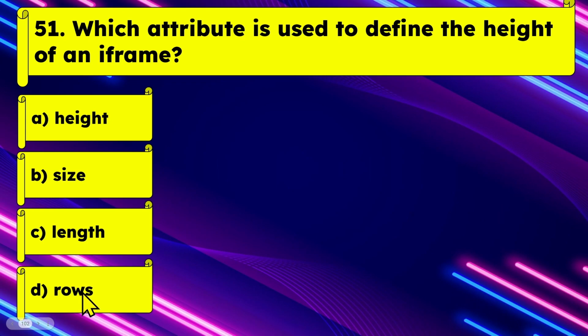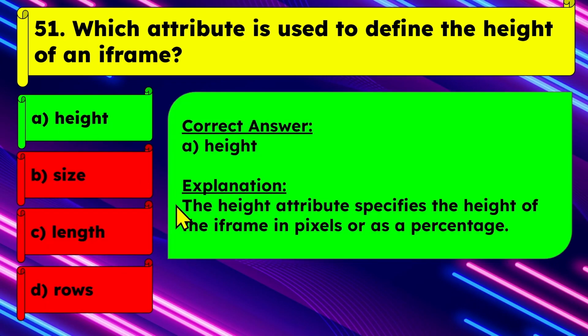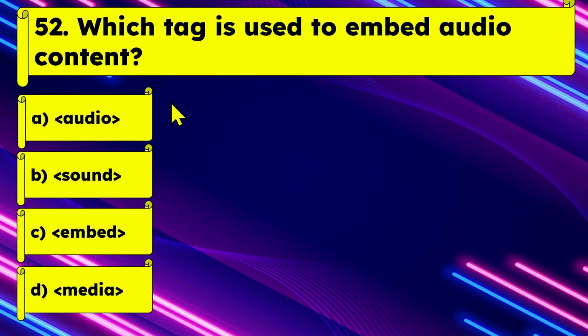So here the correct answer will be option A, which is height. As you can see in the explanation, the height attribute specifies the height of the iframe in pixels or as a percentage. Our next question is, which tag is used to embed audio content?